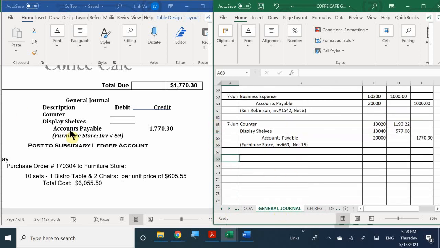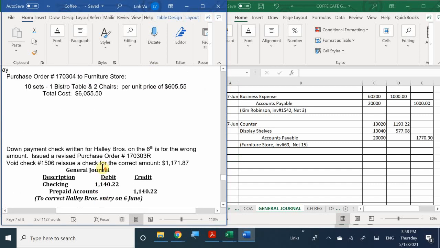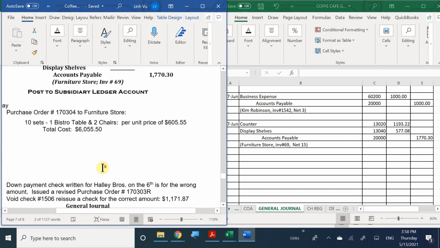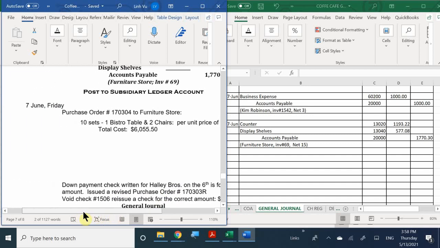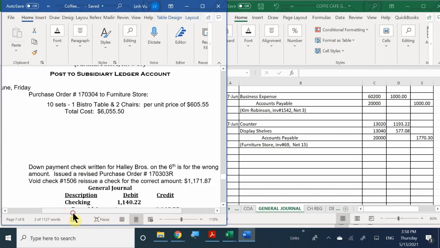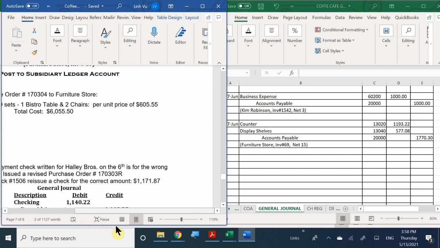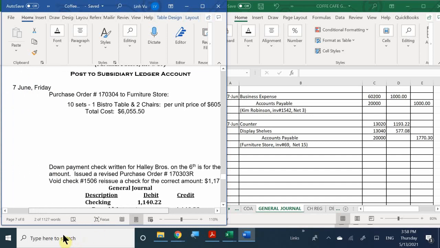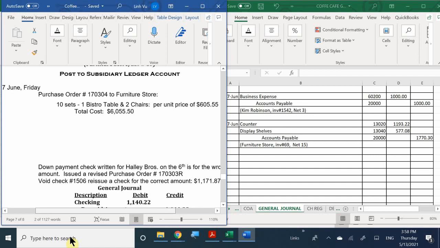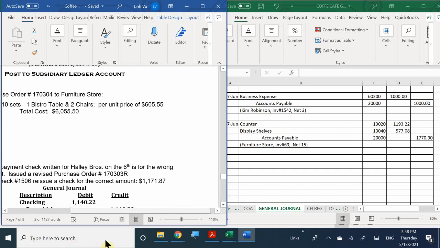So back to the general journal. Let's take a look at what happened next. So here, what happened here? We made a down payment to Haley Brothers for the wrong amount. Oh my gosh. Oops, whoops. So that means someone who did the calculation didn't do a good job.